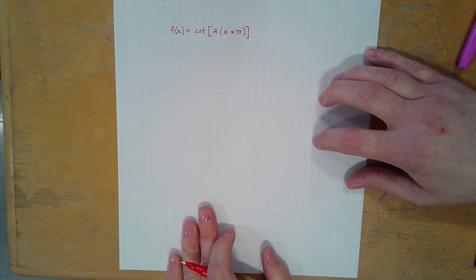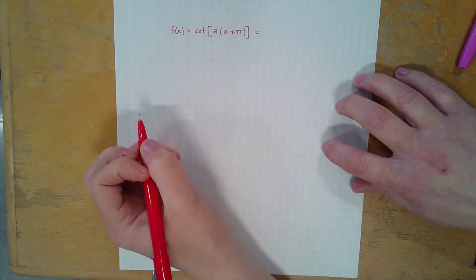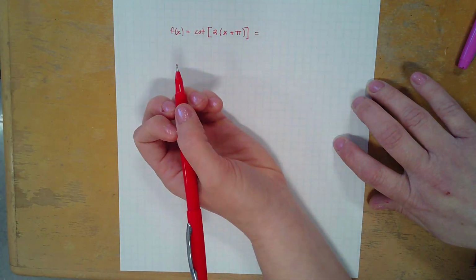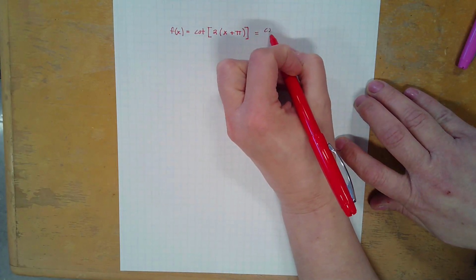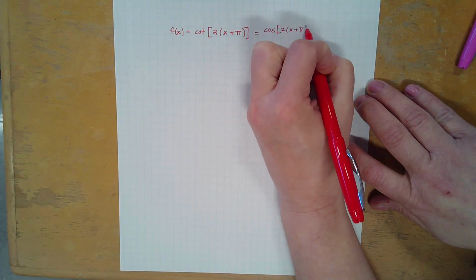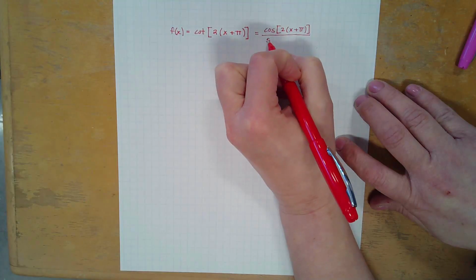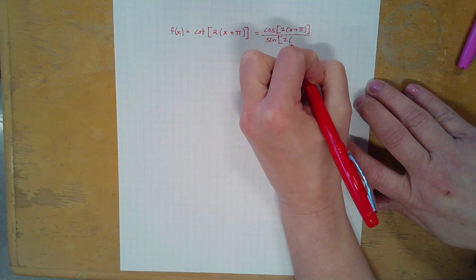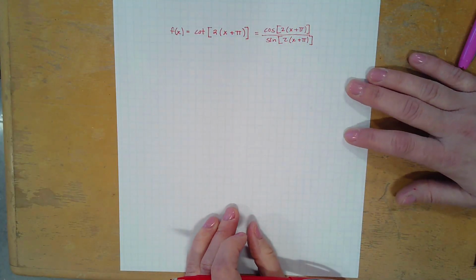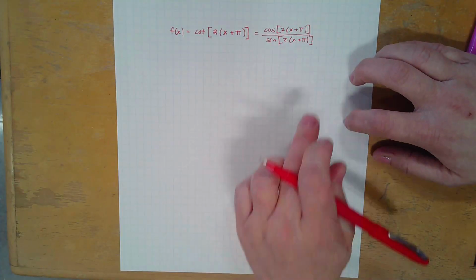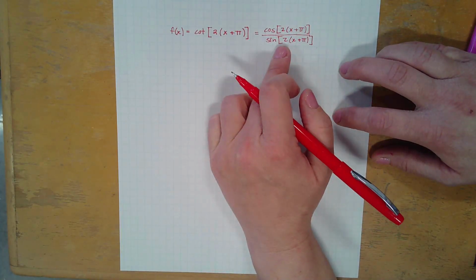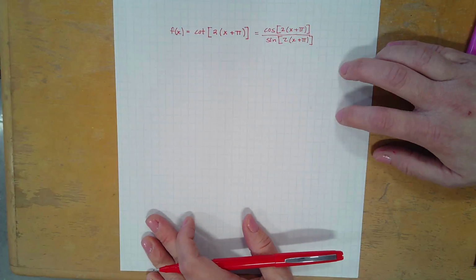First thing I'm going to do to graph cotangent is rewrite it in terms of sine and cosine. Now we know cotangent is cosine over sine. We're going to keep the transformations intact. So we're going to have the cosine of 2 times x plus pi divided by the sine of 2 times x plus pi. And we're going to use the points for parent sine and parent cosine after we transform them, and use those points to help us graph our transformed cotangent.